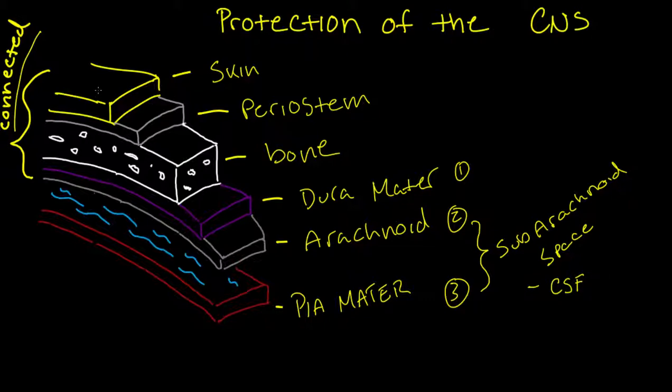So we have skin, which is the outermost layer, followed by periosteum, followed by bone, followed by the Dura Mater, the arachnoid. Then that's just the arachnoid, followed by the arachnoid space, which is where you find CSF, cerebral spinal fluid, and then finally the Pia Mater.